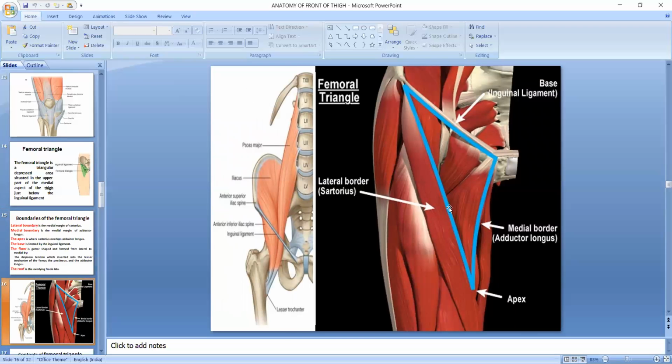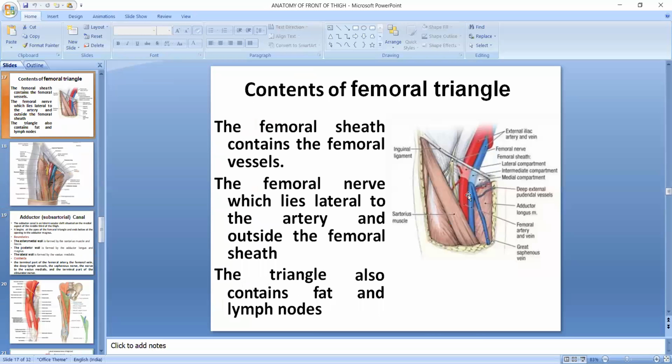And we can see here in this picture also, this is the triangular shaped femoral triangle. Okay, and very well defined here the base, lateral border, medial border, and apex, and we have discussed earlier.